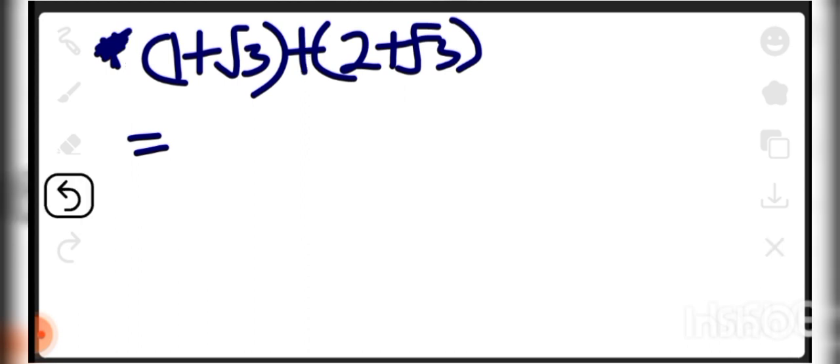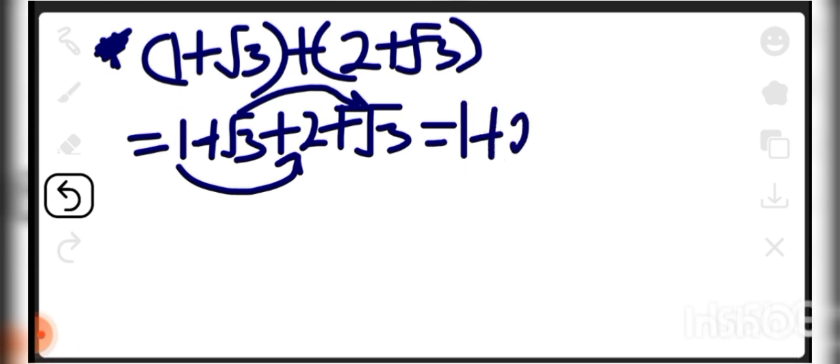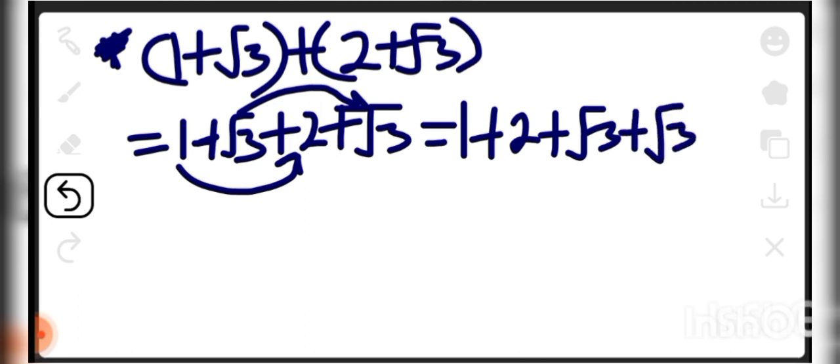If you multiply anything with 1, it remains the same, so just remove the bracket. You're going to have 1 plus root 3 plus 2 plus root 3. The next thing, we add the rational part to the rational part, then the irrational part to the irrational part. So we have 1 plus 2 plus root 3 plus root 3. Then the next thing, remember we said root A plus root A will give us 2 root A.